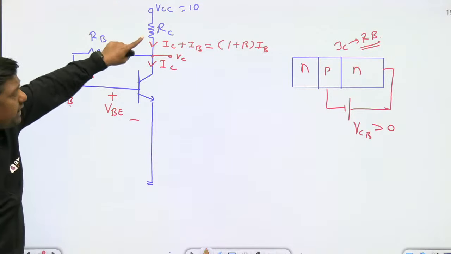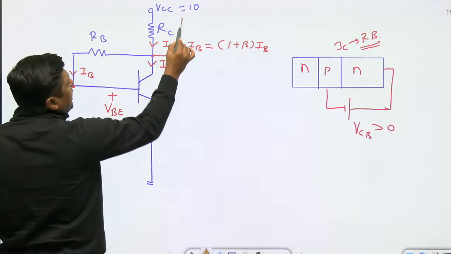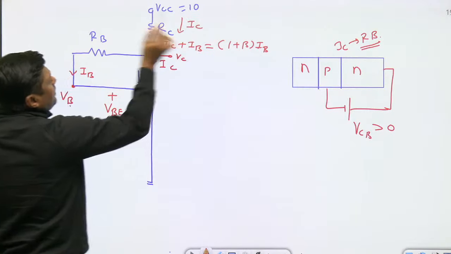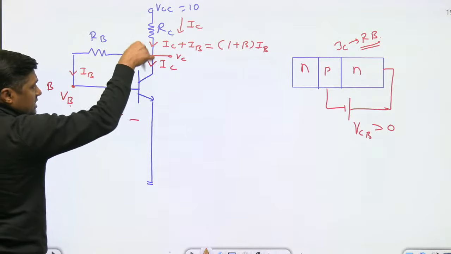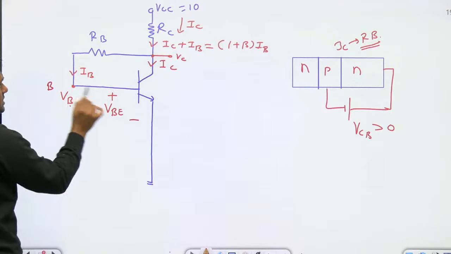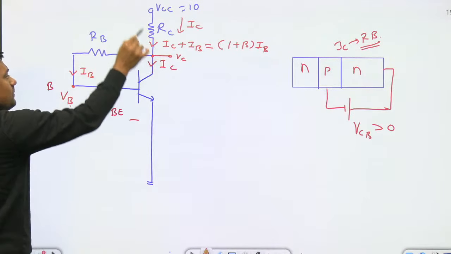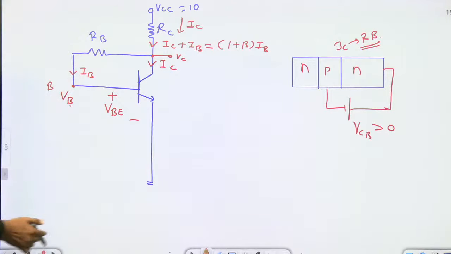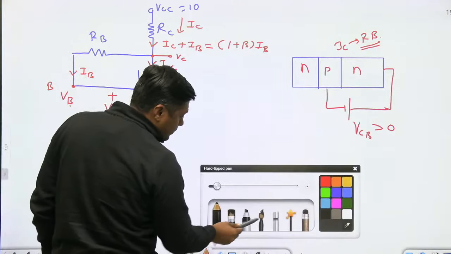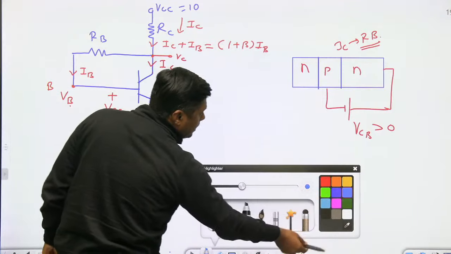Directly, proper current distribution. Some students write IC here, and again they make silly mistakes. The current going into the collector of the transistor is IC, this is the IB, and that's why what is the current here? IC plus IB. Once it is written, then directly you can apply the KVL here. KVL means we can apply the KVL in this path.